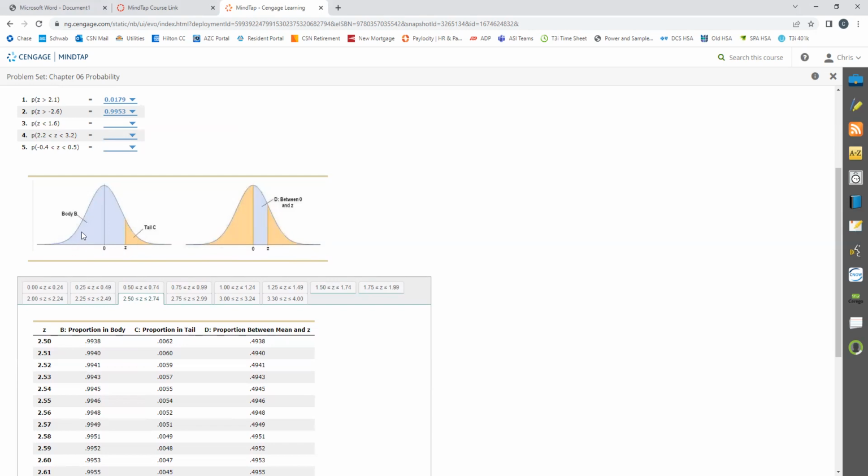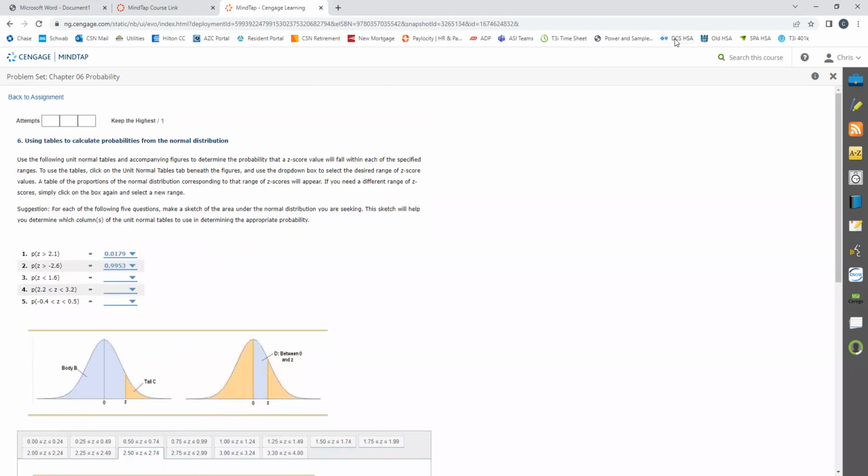When our Z-score is on the left side, or a negative value, there's a tail formed on the left. And so that's the concept of how we do some of those problems right there. So hopefully that helps you a little bit.